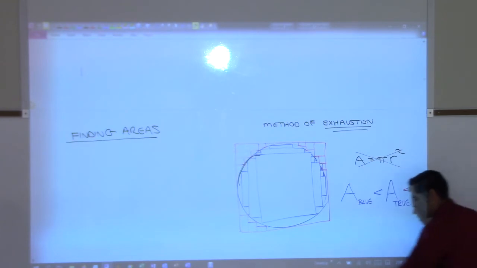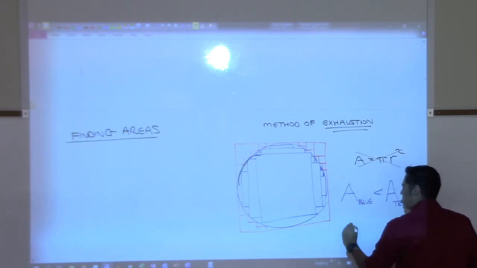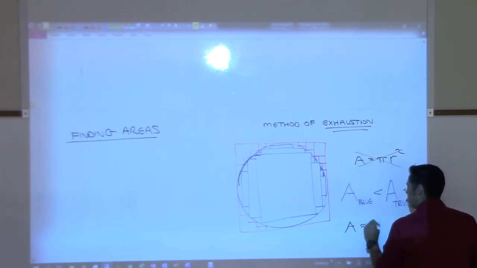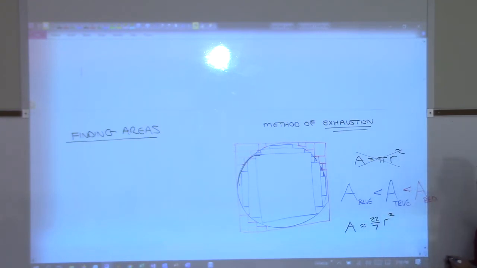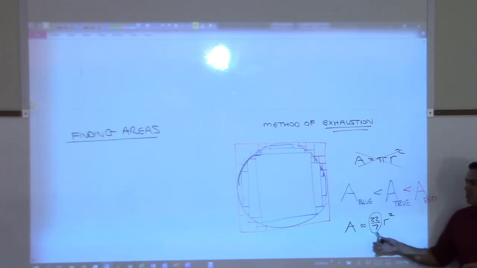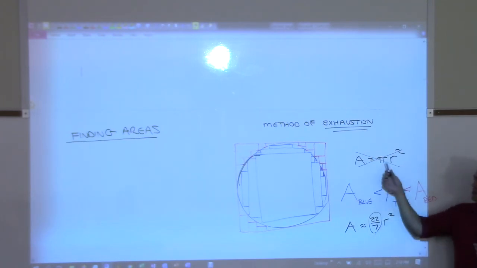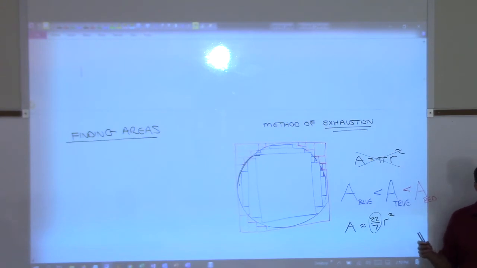But here's what they got to. They got to area is approximately 22 over 7 r squared. So 22 over 7, see, the Chinese didn't know about irrational numbers. They didn't understand irrational numbers were there. So they just thought every number was a fraction. It turns out that not every number is a fraction.